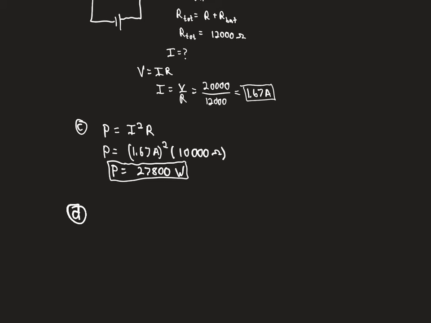Then part D. Part D asks us if the power supply is to be made safe by increasing its internal resistance, what should the internal resistance be for the maximum current in this situation to be 1 milliamp or less? It just said A, B, and C? Yeah. Okay, then we don't have to do D.